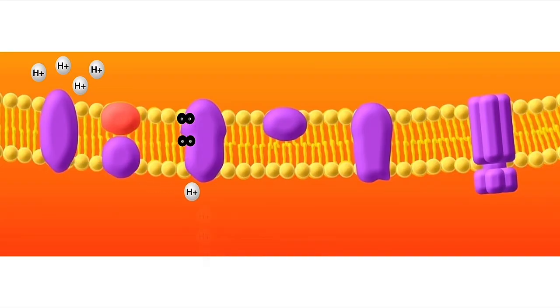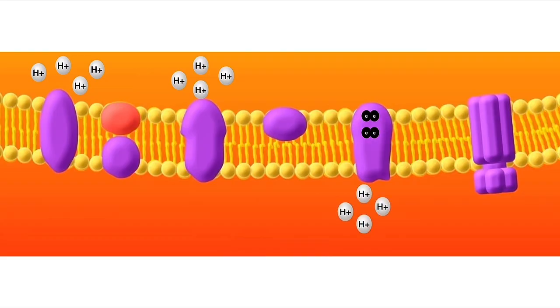At this next protein complex, the electron energy is used once again to transport hydrogen ions across the membrane into the inner membrane space. By doing this, we build up a high concentration of hydrogen ions in the inner membrane space. Now the electrons are transferred to a final protein complex, where their energy is used once again to pump hydrogen ions into the inner membrane space, making the concentration even higher.